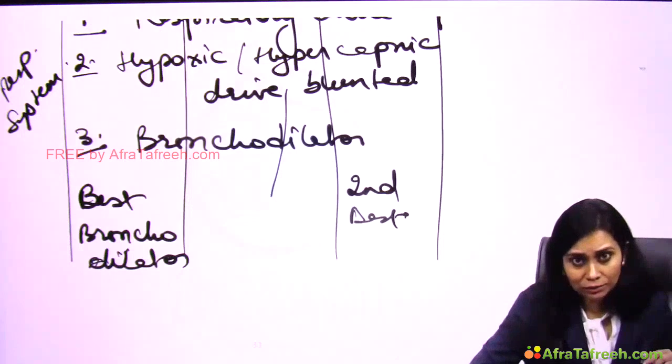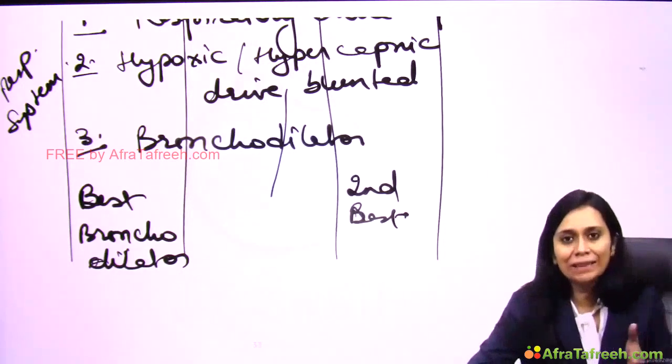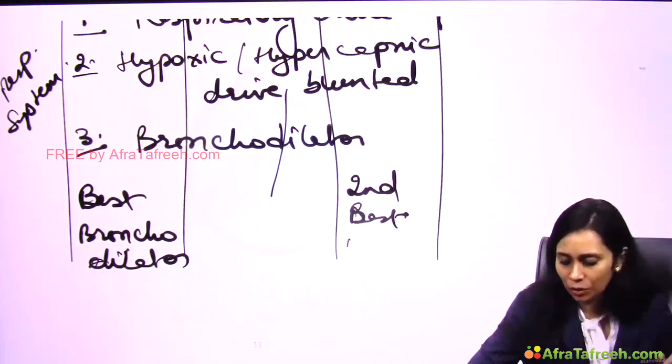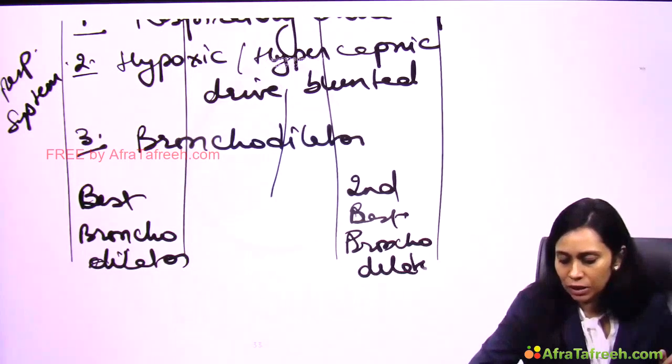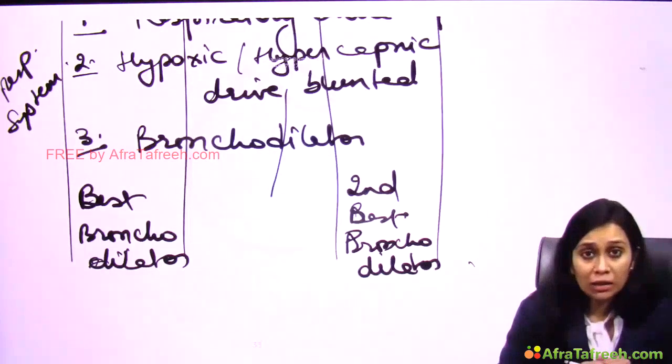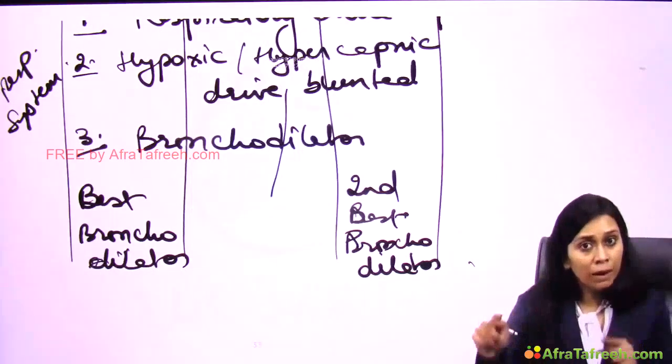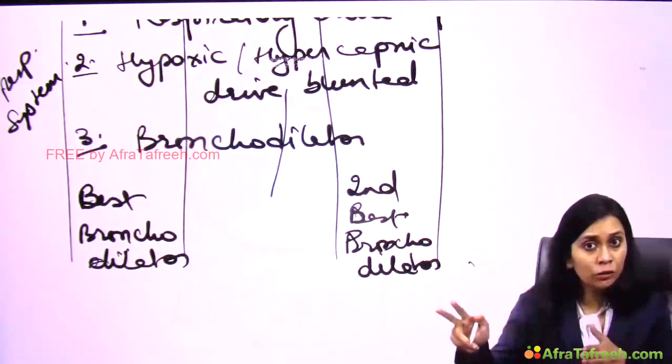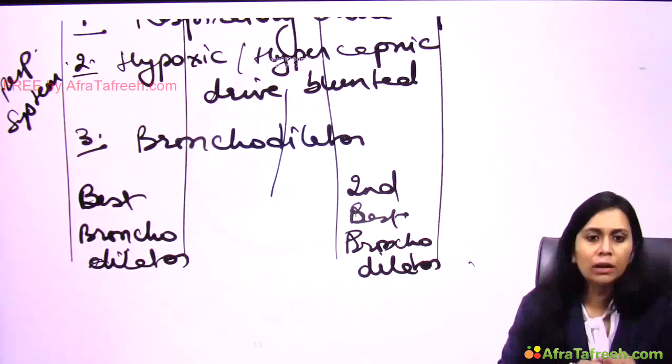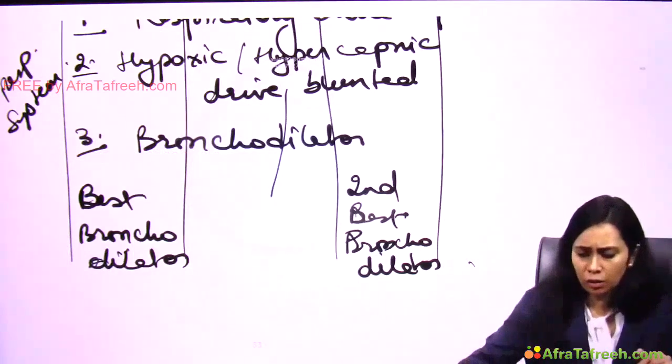All are bronchodilator, but I am just rating them. Sevo is second best bronchodilator. If halothane is not in the option, then for bronchial asthma, the second agent would be sevoflurane. Got it? Okay. This was the third effect. Fourth effect on respiratory system.